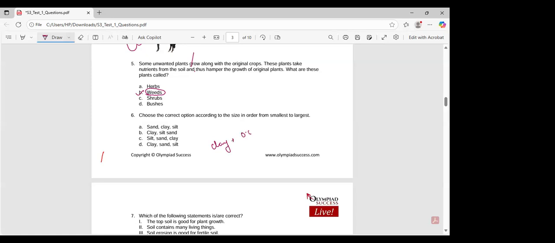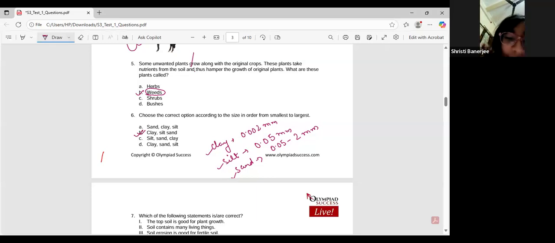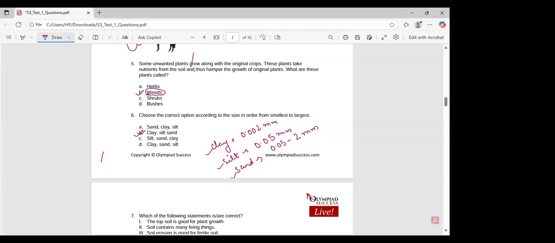Clay has a size of 0.002 millimeter. If you go with silt, it is slightly bigger, and it is 0.05 mm. Is that clear? Whereas sand is the largest, having 0.05 to 2 mm. So if you go with the order of smallest to largest, first is clay, then silt, and then you have sand. Is that clear? So we will go with option B. Got it?